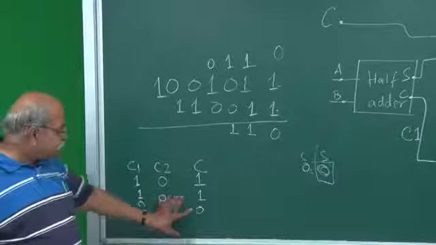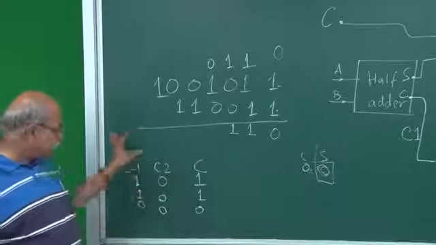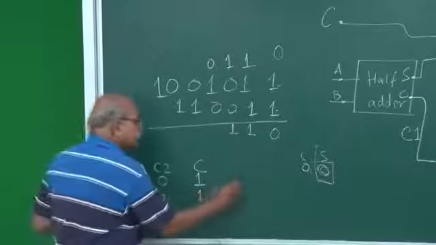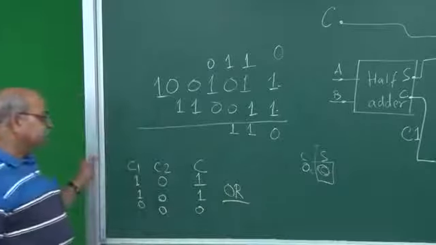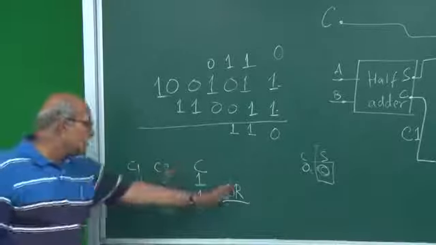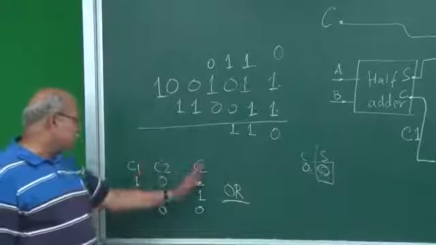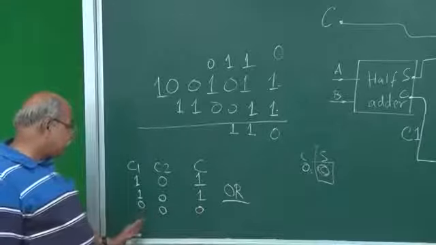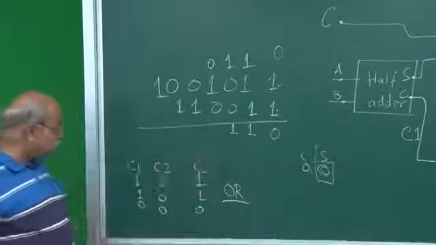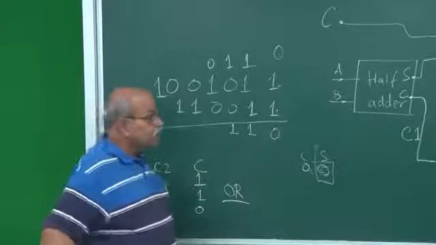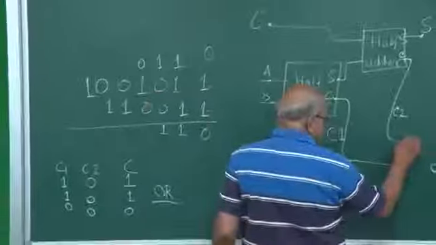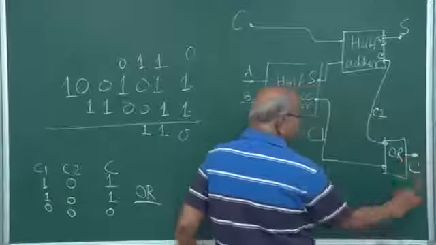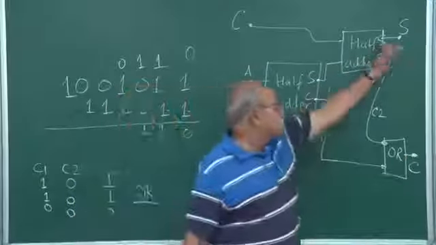But if you look at these things, this can be implemented using an OR circuit. If you do C1 OR C2, then you will get this C. 1 0 gives you 1, 0 0 gives you 0, and if you have 1 1, that will also give you 1. So here I have to put in an OR circuit, and that output will be the final C. So you have final S, you have final C.